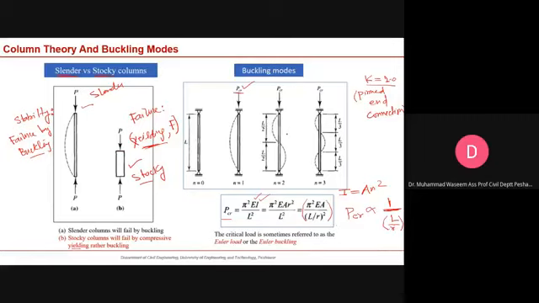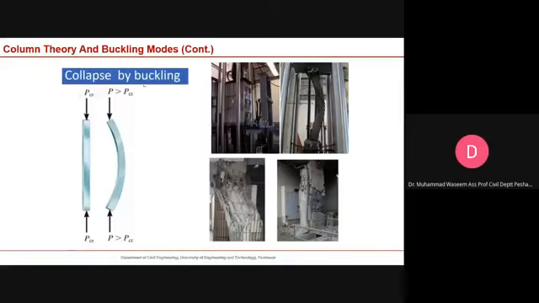Okay, if the length is more, the critical load will be less. If the length is less, the critical load will be higher. So there is an inverse relation between the critical load and the length of the member. And it is important to note that the critical load you can estimate using this Euler load formula. This is given by this formulation.